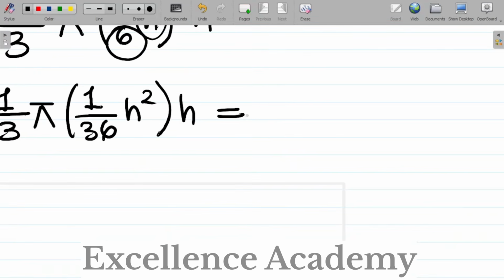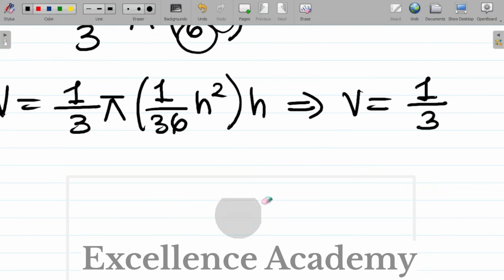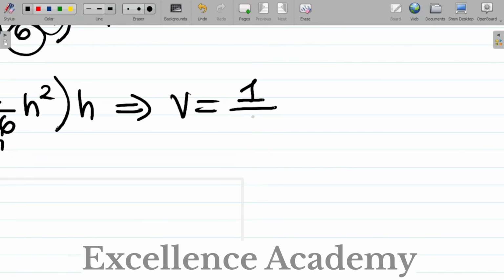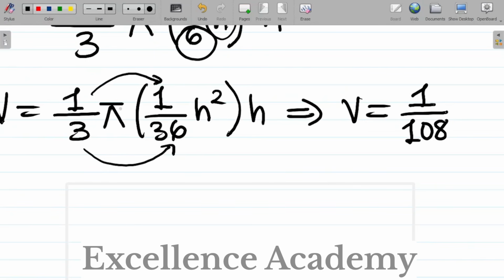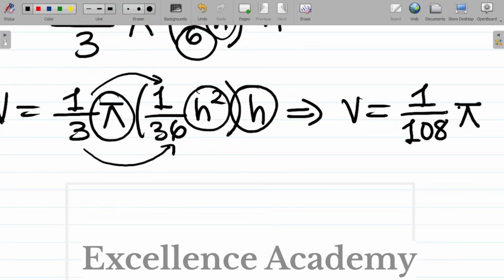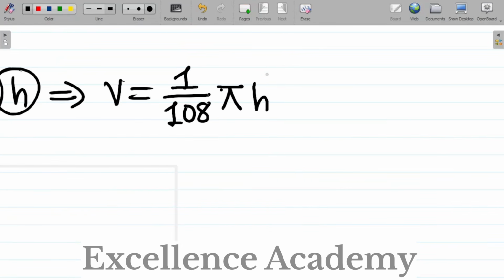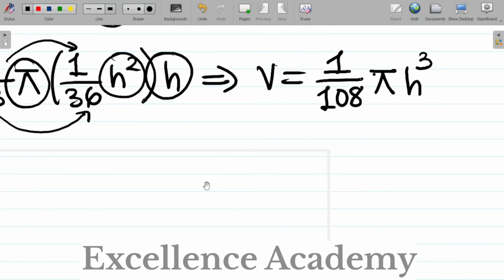What do we have? We have that v is equal to 1 all over 3. Let's see what we can expand from here. 1 times 1 gives us 1 all over 3 times 36 is 108. That's 108 into pi, that's pi into h squared times h gives you h cubed. This into h cubed. All right. So this is v in terms of h. That is after substituting the value of what?